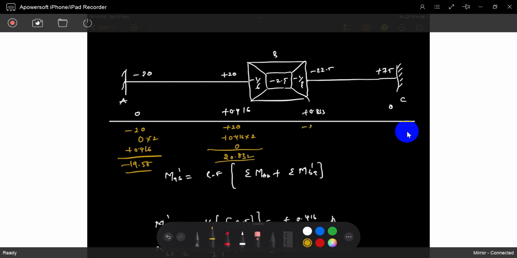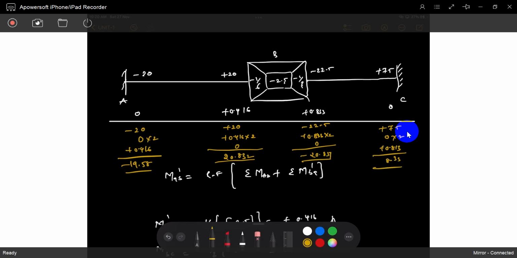Here, minus 22.5 plus 0.833 multiplied with 2. Far end is C. BC has far end C. C has a contribution of 0. What is this value? Minus 20.834. Here, its own is 7.5. Own rotation contribution is 0 and far end is 0.813. What is this value? 8.33. That's it. This is the end of the problem.